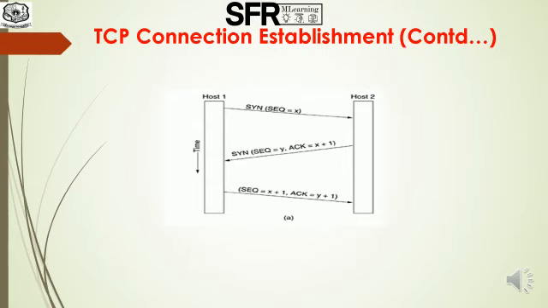This is the sliding window protocol piggybacking. That is, the acknowledgement number is the sequence number of the next expected packet. So host 1 responds with the sequence number X plus 1 and acknowledgement number Y plus 1. So this type of handshake method is used in TCP connection establishment.